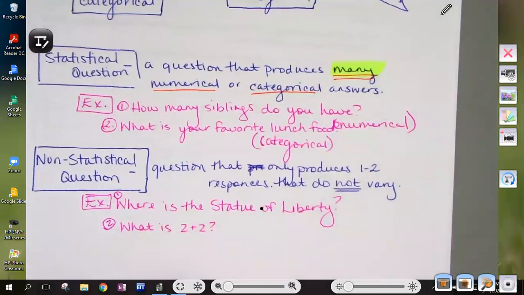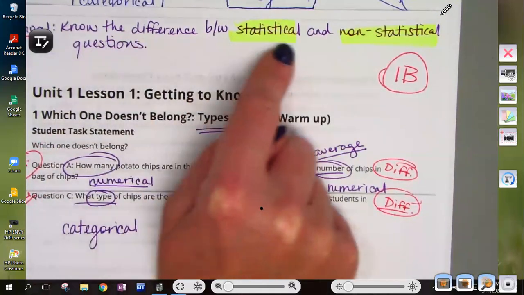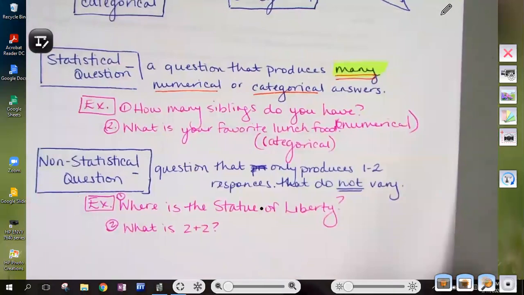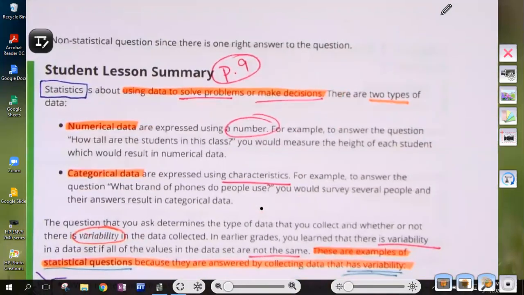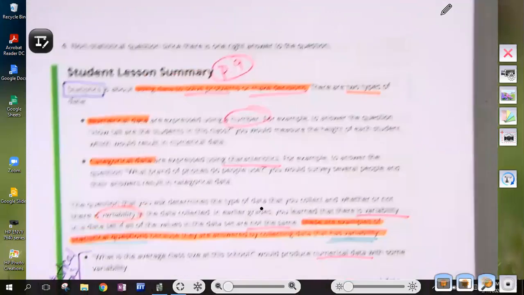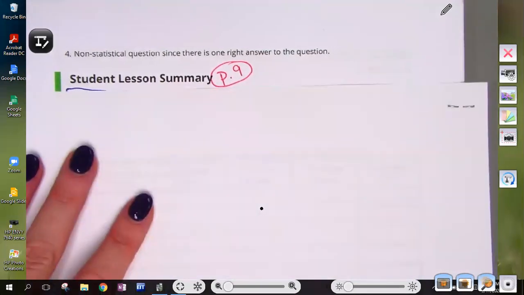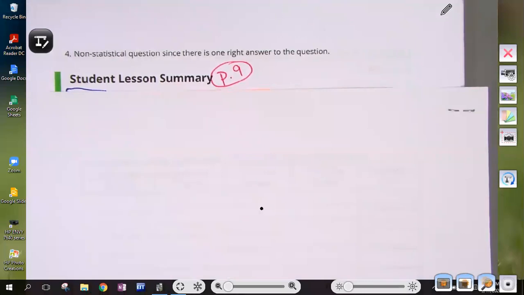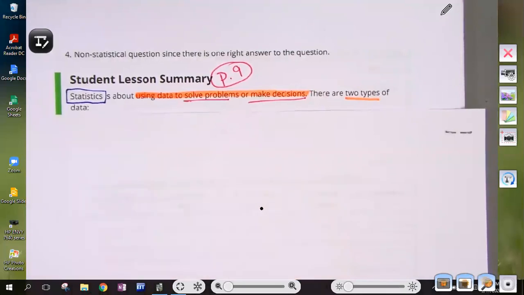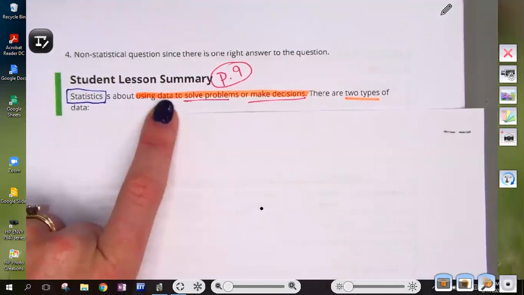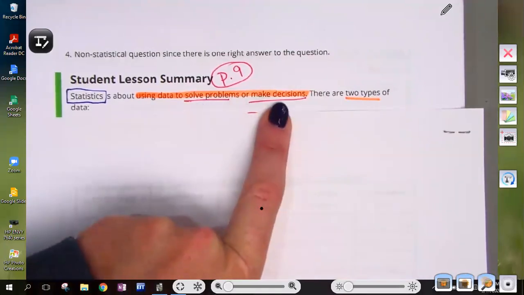Okay, last part is from this lesson, because that's the main part. If we go back to our goal, do we now know the difference between statistical and non-statistical questions? Yes. So our goal is achieved. Going to the last part of the lesson, I like to do the lesson summaries, just so you have something to go back to that sums it all up. We're on page 9 in your books. The first part, statistics, which is what this whole unit's going to be about. We're slowly going to build into all the things that are important to know with statistics. It's about using all this data that we collect from our questions to solve problems or make decisions.